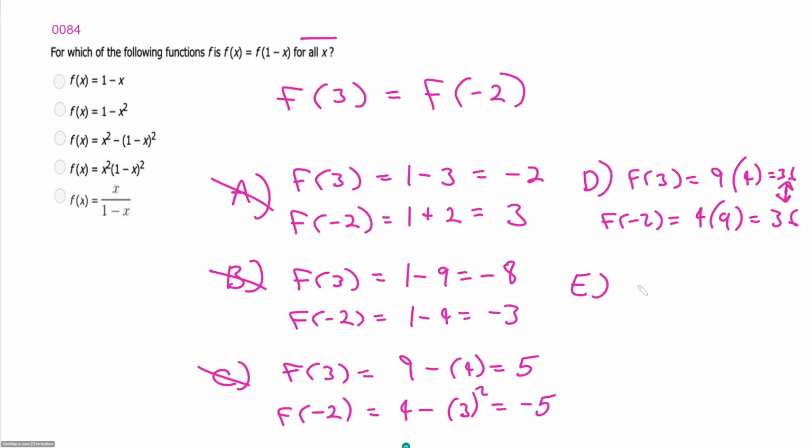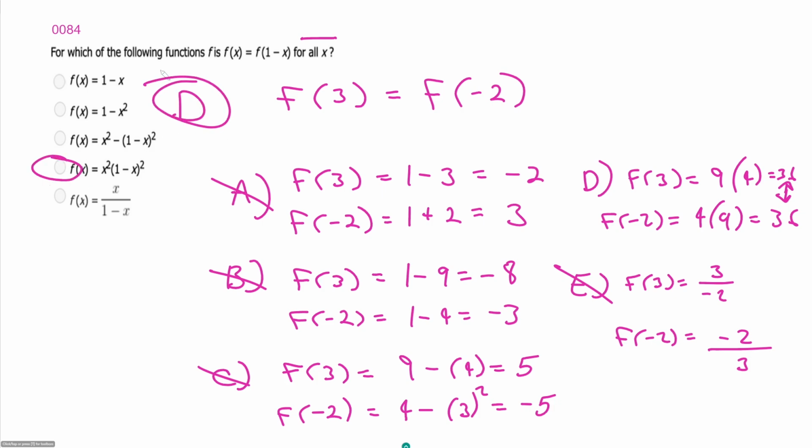F of 3, in this case, would be 3 over negative 2. F of negative 2 would be negative 2 over 3. So they are reciprocals of each other. Negative 3 halves is not equal to negative 2 thirds. So we can eliminate E, and D ends up being our answer.